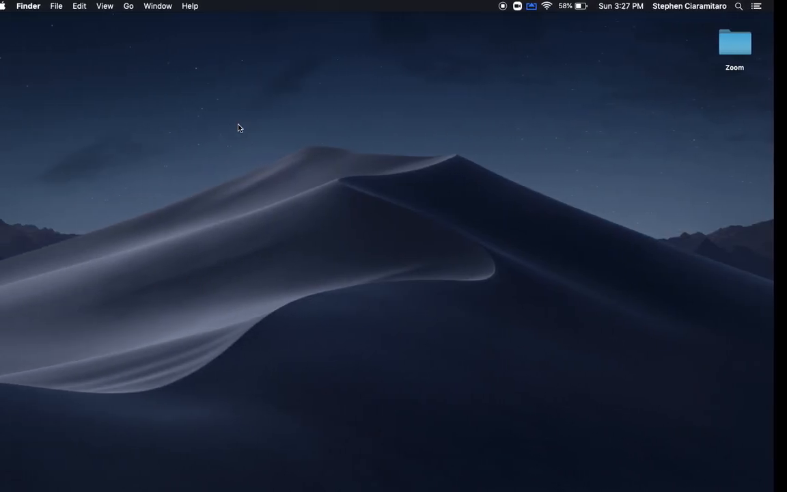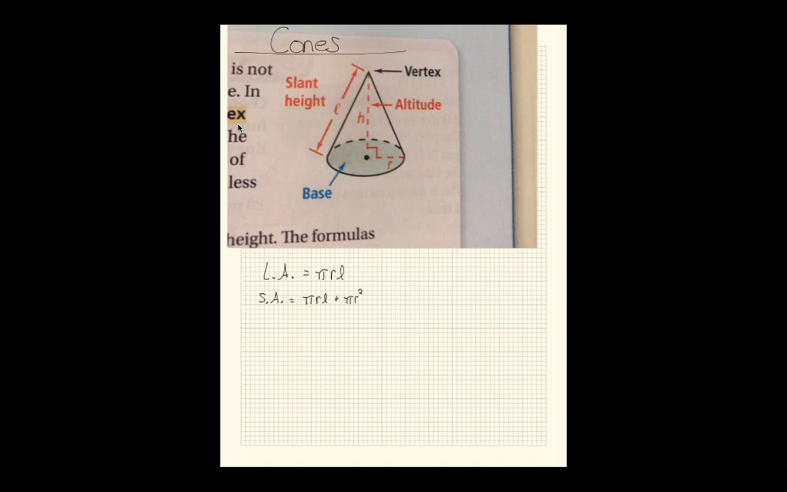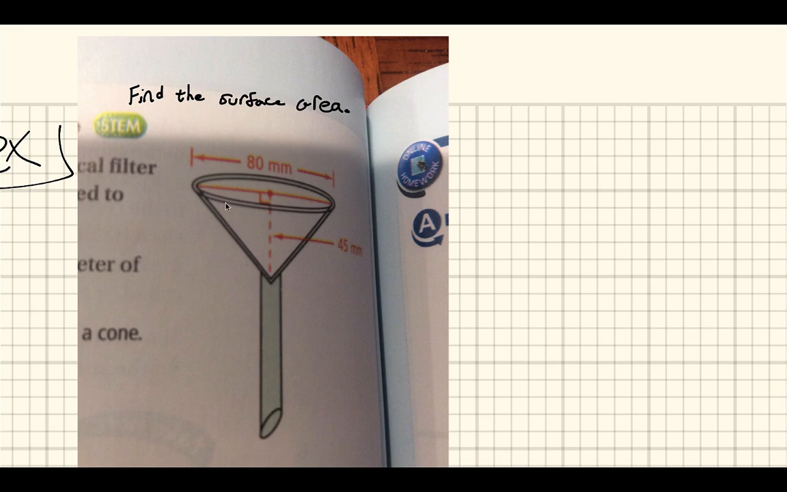The reason being is that pi r squared covers the surface of the base, but we're not counting that because, again, in a funnel the base is non-existent here. It's open, so you can pour stuff into it. So we're really just using the pi r L portion. So let's find that lateral area. We said it was pi r L.